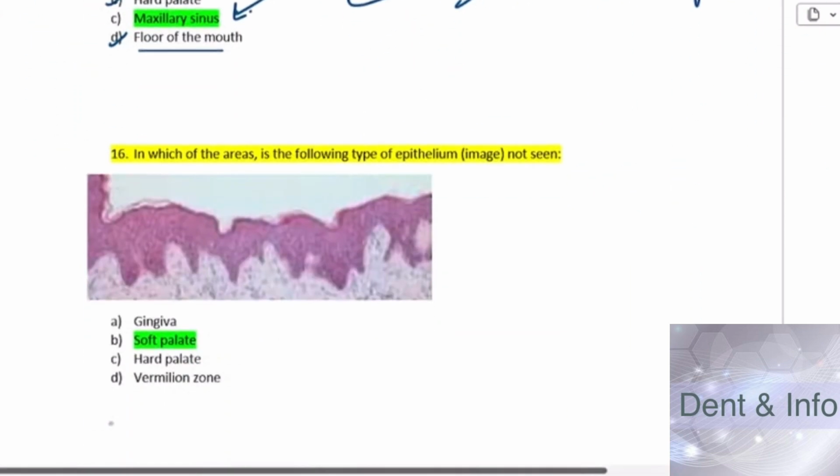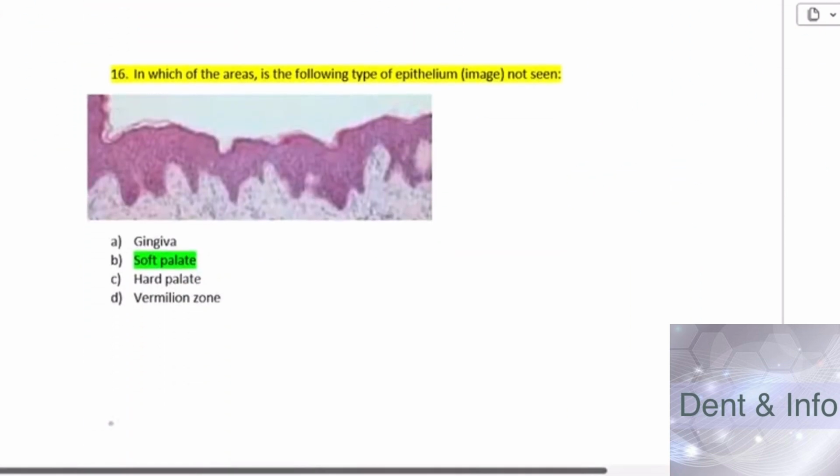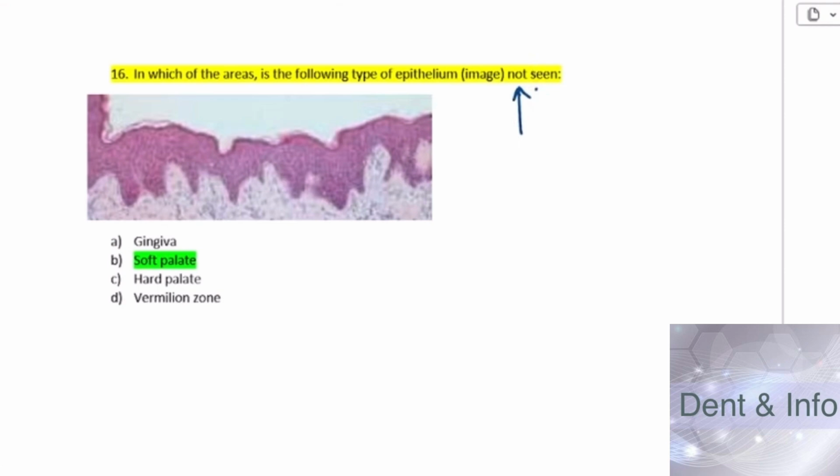Now next is, in which of the areas is the following type of epithelium not seen? This is important. Watch for words such as not, except, all. Just read the statement carefully. Now first try to identify the epithelium. What kind of epithelium are we looking at here?